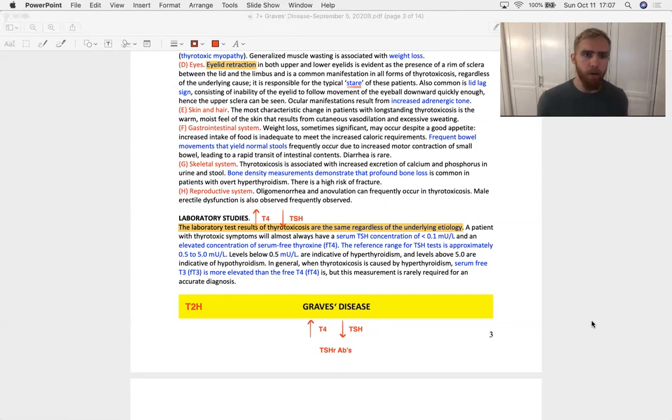Now, thyroid hormone also affects skin and hair. If you don't have enough thyroid hormone, then your hair is going to start falling out. If you do have too much thyroid hormone, you're going to be sweating and you're going to be vasodilated.